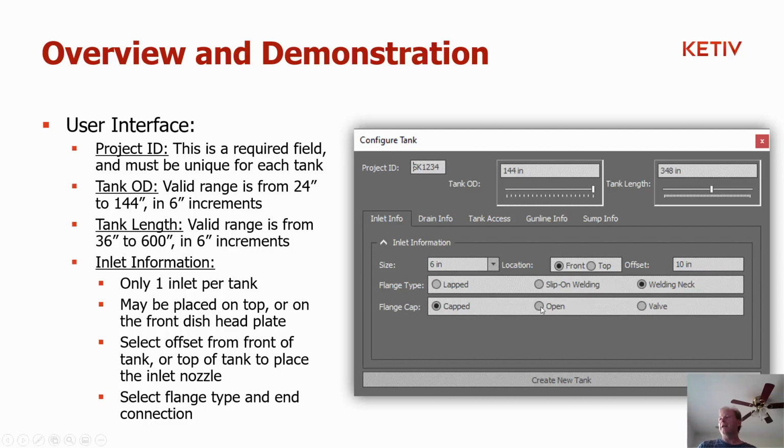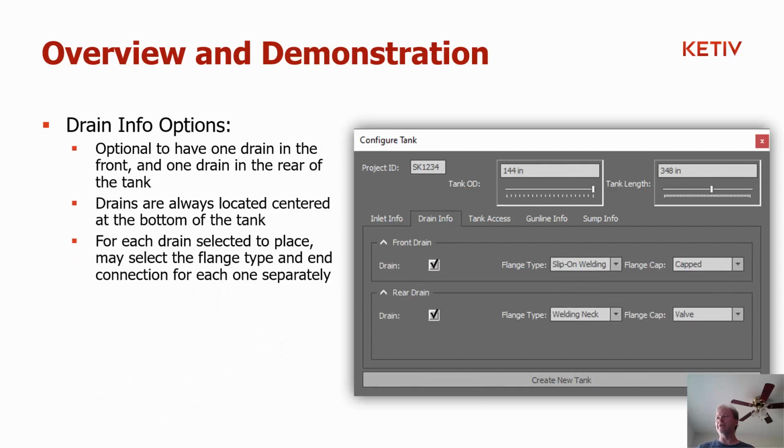And then you'll see this everywhere in the interface. Anywhere where there's a connection to the outside of the tank, you could pick a flange type. And the 3 types of flanges that we're supporting with this application are lapped, slip-on welding, or welding neck. And then you can also pick the end connection. So you can have it open, you can have it capped, or you can have us put a valve there on the end.